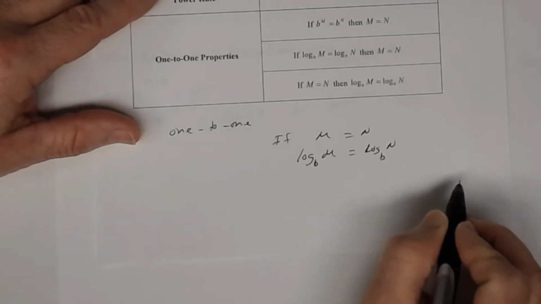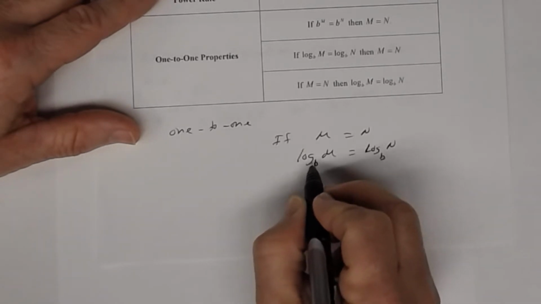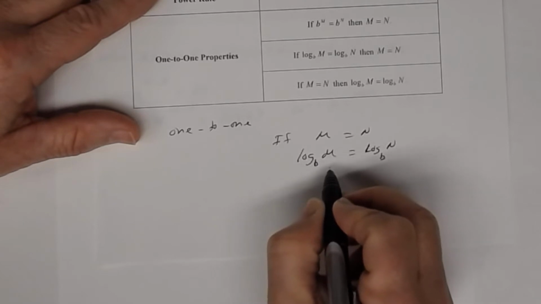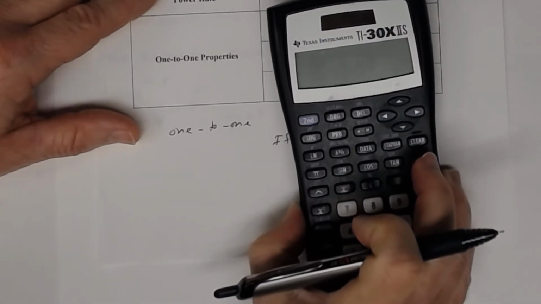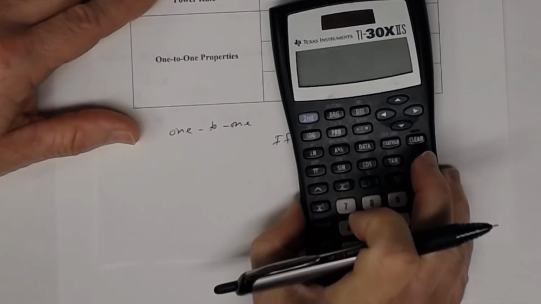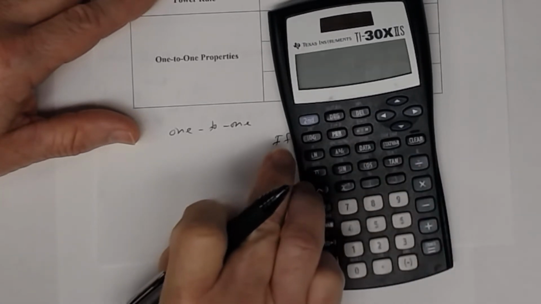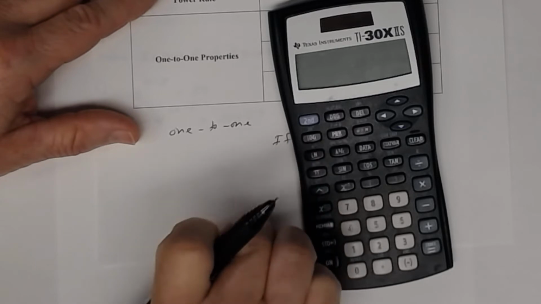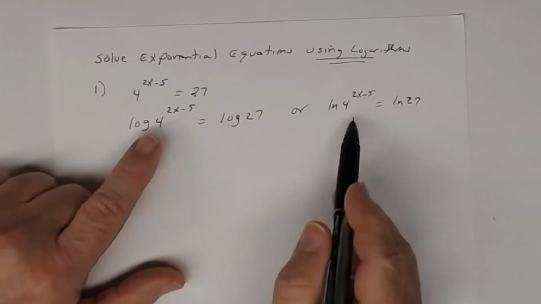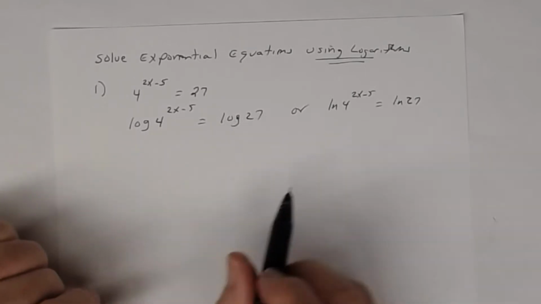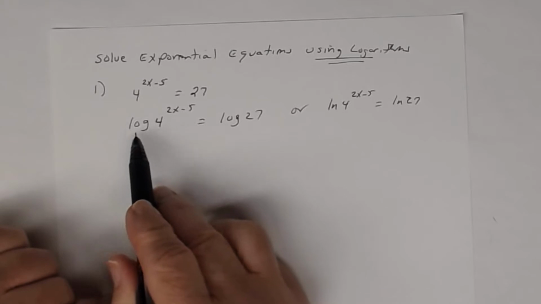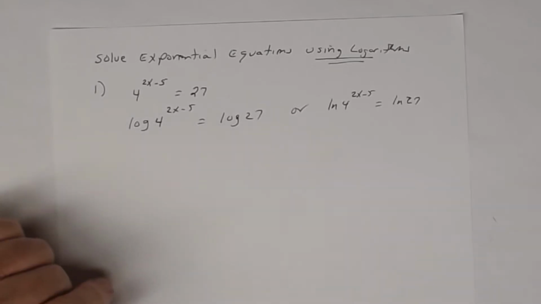But since I'm using a calculator, I would like this base to be 10 or e, because my calculator can evaluate those functions for base 10 or e very easily. There's a specified button for it. So it did not matter which one you use. I'm going to stick with base 10, the common logarithm. This is the natural logarithm, and this is the common logarithm, base 10.